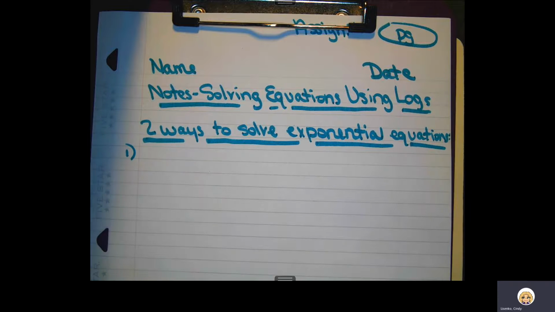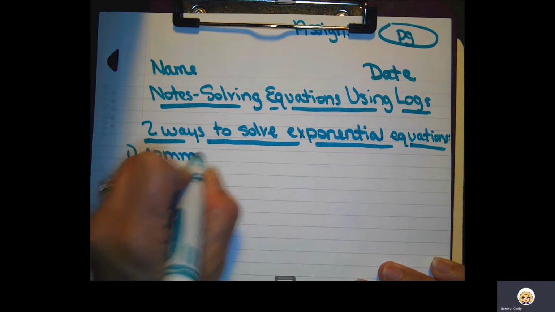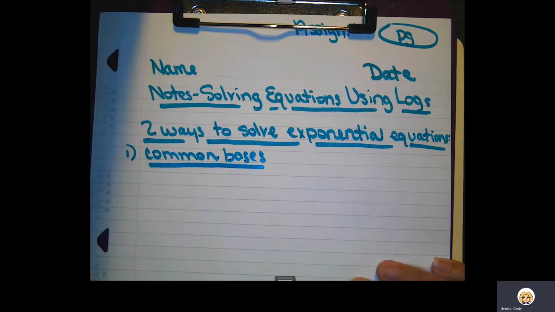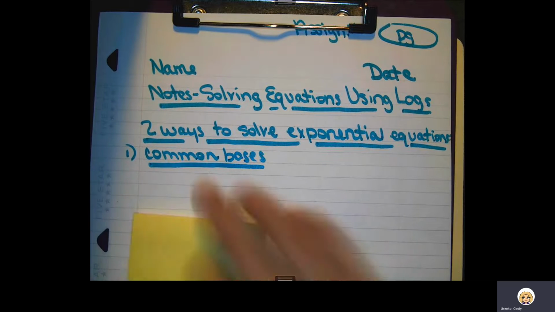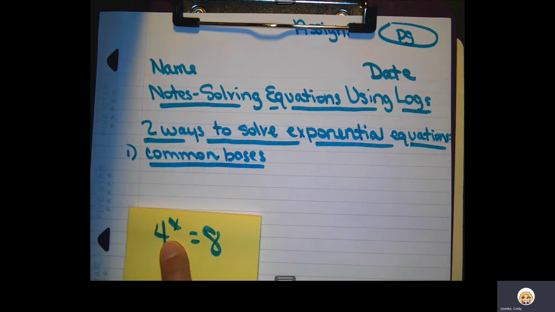So the first thing I want you to write is 2 ways to solve exponential equations. We're going to review the first way we learned and then talk about how and why we would not use it this way. So the first way is common bases. When we have an exponential equation like 4 to the x equals 8, where our variable is our exponent, we can try to get these to be common bases.